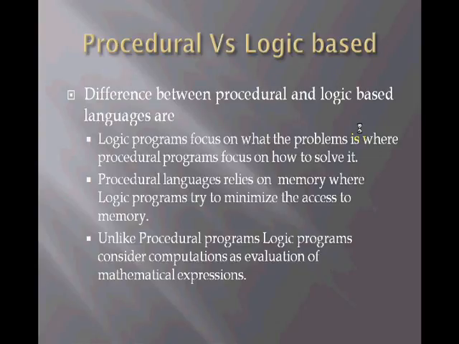Procedural languages rely on memory, where the logic programs try to minimize the access to the memory. For an example, using logic-based languages, it tries to minimize accessing memory, so it tries to eliminate the effects happening from the von Neumann architecture. And due to the von Neumann architecture and bottleneck problems, procedural languages had their own limitations. So in logic programming, they try to eliminate it using logical approach. So it does only use the CPU. So no need of memory. Unlike in procedural programs, logical programs consider computations as evaluation of mathematical expressions.